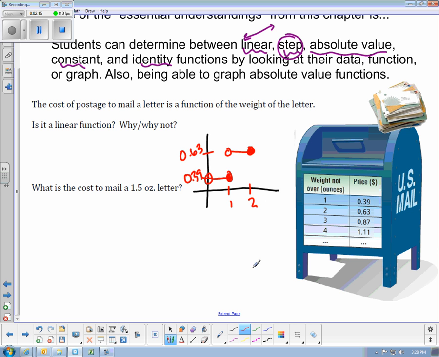This is what yields a step function, and it's called a step function just because of what it looks like. It looks like stairs. If we were to keep going, we'd have another stair there and then another stair there. What this is saying is that even if your letter is 1.1 ounces, it's going to be 63 cents. Even if it's 1.5 ounces, it's going to be 63 cents. If it were 1.9 ounces, it's going to be 63 cents. So anything between 1 and 2 is going to be 63 cents. That's our answer to the second part: what would a 1.5 ounce letter cost? It would be 63 cents.